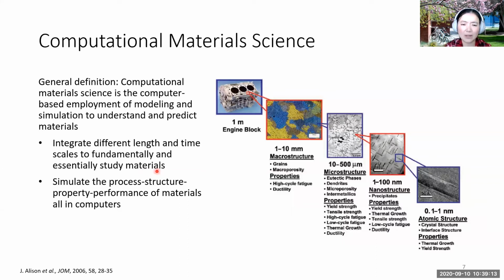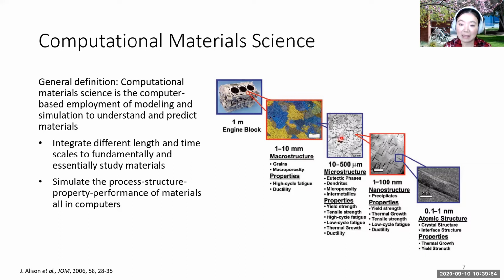You may ask, why do we need to care about different lengths and different times in materials? This example shows that if we look at different length scales, the material will reveal different properties. For example, if we want to design a 1 meter engine block for a car, and then we zoom in to the macro scale, we will be able to see some grains, like little patches of different colors, and also the macro porosity.